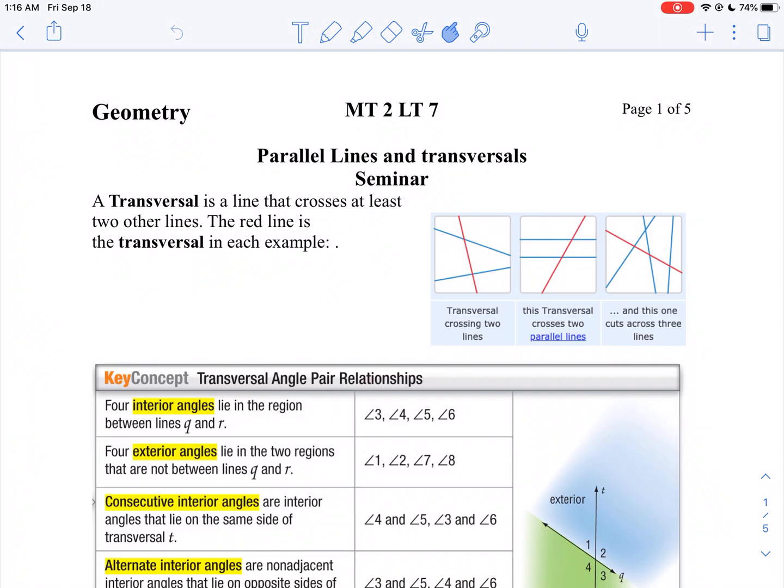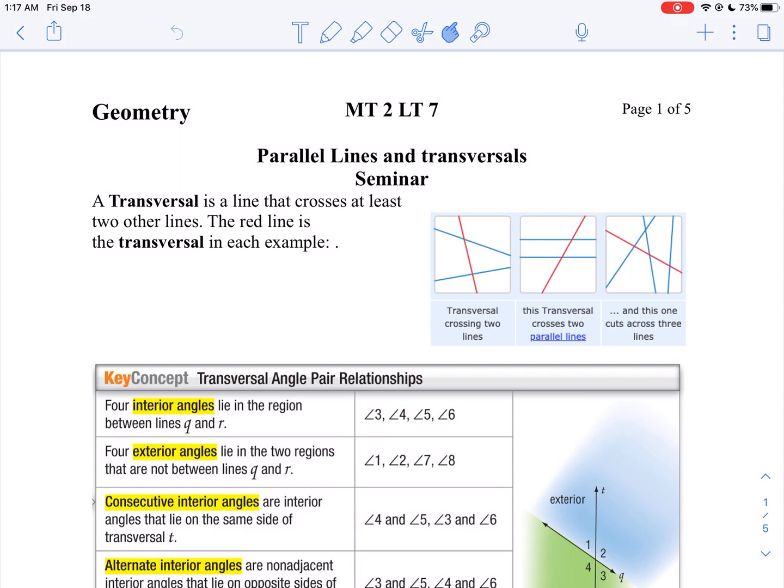In this lesson, we're going to name angle pairs formed by lines and a transversal. We're going to use theorems to determine the relationship between specific pairs of angles. Some vocabulary you're going to come across is transversal, interior angles, exterior angles, consecutive interior angles, alternate interior angles, alternate exterior angles, corresponding angles, and parallel lines.